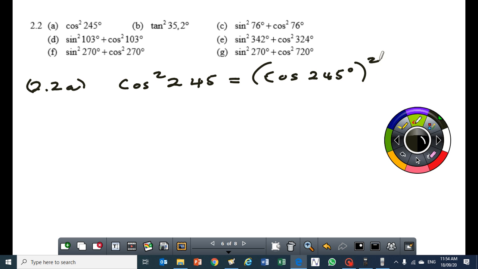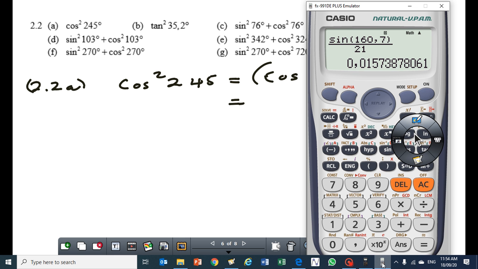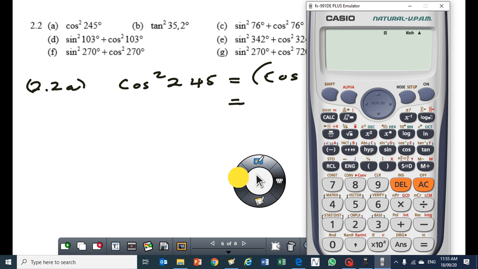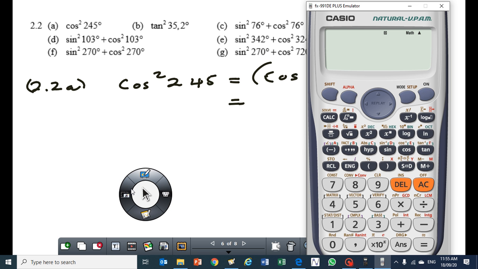Then when you put that in your calculator, you have to do it this way. You need to make sure that you are very careful. You open your bracket, then press cos 245. Then you close the bracket. You put the 245 inside the bracket.